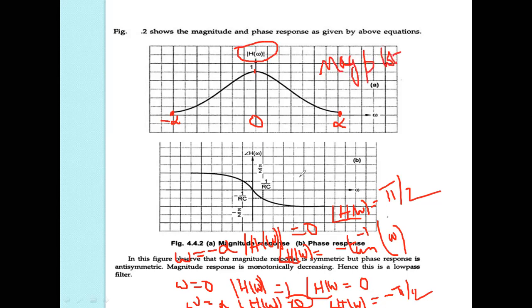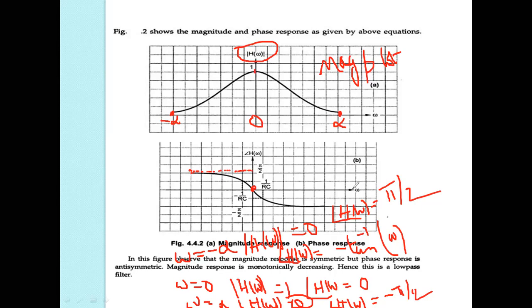Coming to the phase plot, at omega equal to 0, what is the angle here? It is 0, my dear students. At omega equal to minus infinity, what is the angle here? It is plus pi by 2. See the plus pi by 2 here, my dear students, the angle is plus pi by 2.